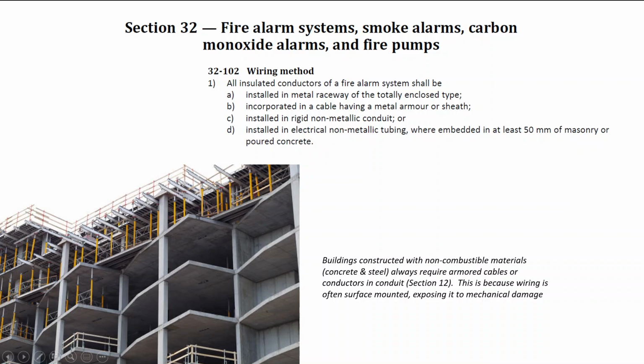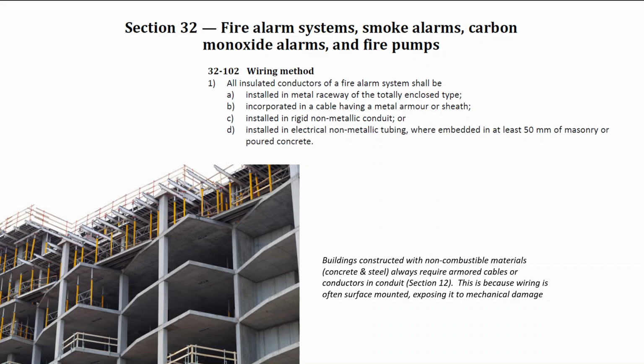Now, what I would categorize Subrule 1 as is for buildings that are constructed with non-combustible materials, and that would be stuff like concrete and steel. These always require armor cables or conductors in conduit as per Section 12, and this is because wiring is often surface mounted, exposing it to mechanical damage. So for combustible constructed buildings, Subrule 1 is used.